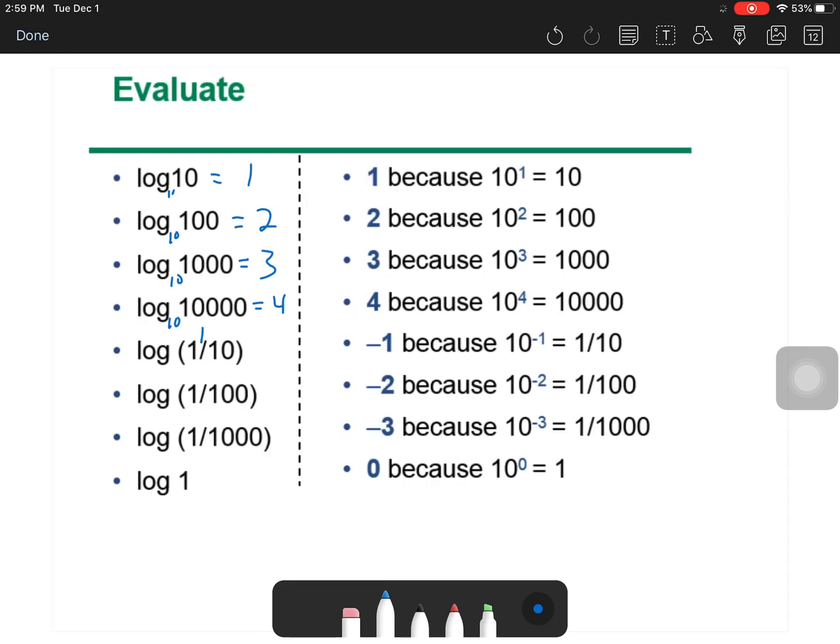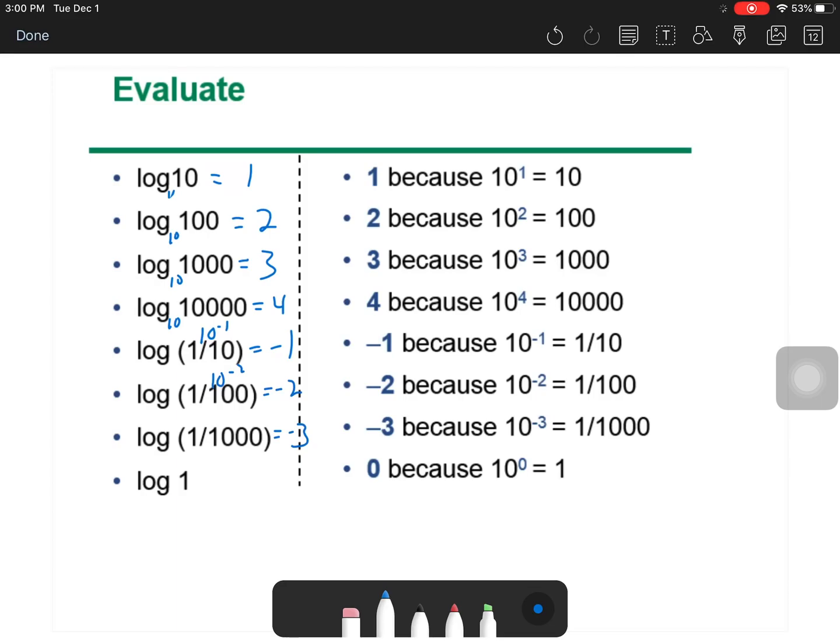Now if I had 1/10, that's the same as saying 10 to the negative 1. So the answer to this one is just negative 1. 1/100th is 10 to the negative 2 power, so that's going to be negative 2 for that log value, and so on, negative 3.